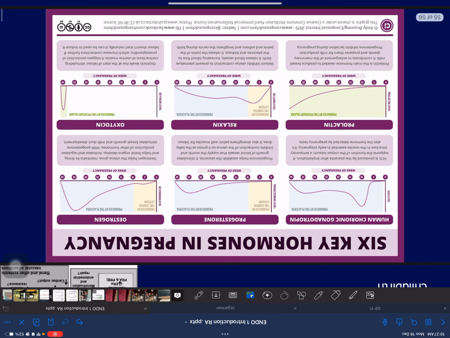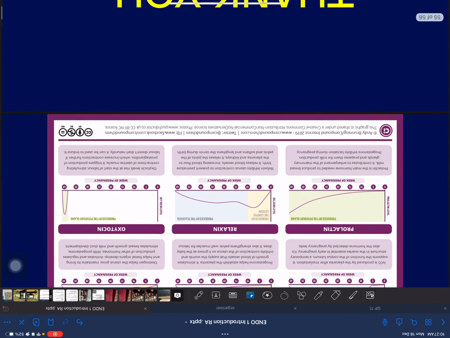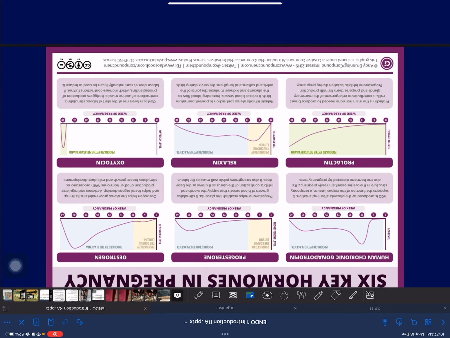So these are all a brief summary of the 6 key hormones that are important in pregnancy. Itu saja. Alright, that was just a general introduction. Okay, boleh start with the pituitary.